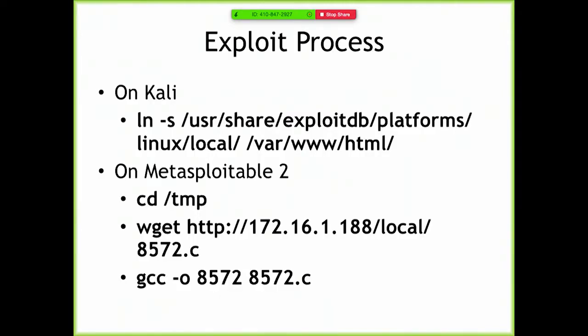So here's the exploit process. First you have to somehow publish that code. You're going to have to move it to the server and compile it there. You could copy the file there. What I chose is to make a symbolic link, so the entire exploit development directory is now in /var/www/html, so I can upload as many things as I need to. Then you go to /tmp, wget the file. You'll find it here, 8572.c, and compile it on the host.